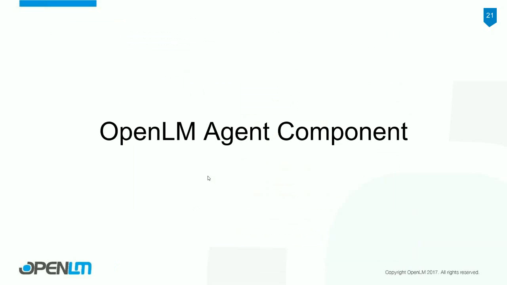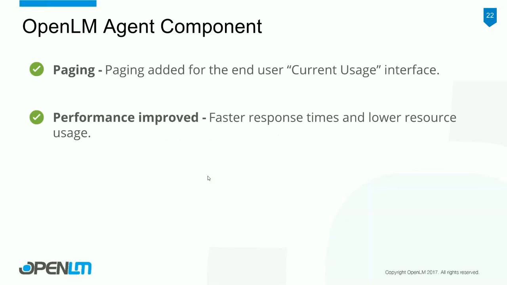So we've looked at the OpenLM server, the broker, the alerts. Now we saw the Active Directory changes. Now let's take a look at some changes made to the agent component. So first of all, we've enhanced the performance. We've much improved the performance of the agent. So now, first of all, it's faster. The end user interface is much smoother, much faster.